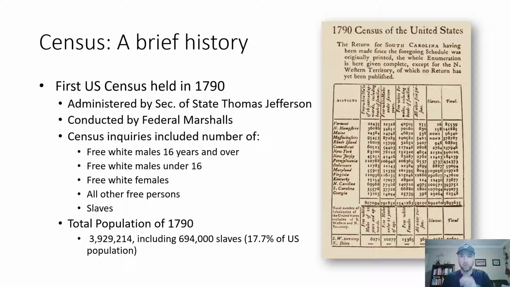And so the numbers have probably some fairly significant margin of error, but the numbers are what we have. There's no other alternative. So what we have here are as follows. The first census asked the number of free white males 16 and over, free white males under 16, free white females, all other free persons, and then slaves.